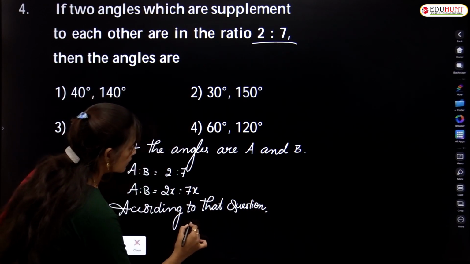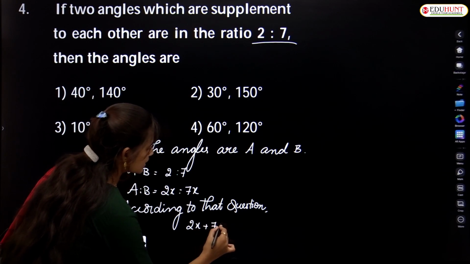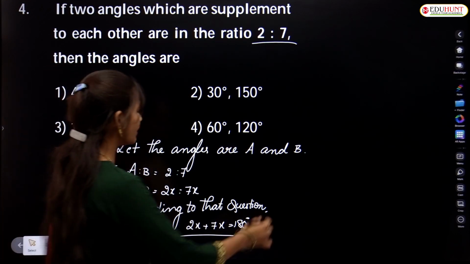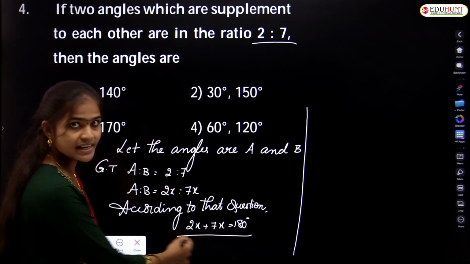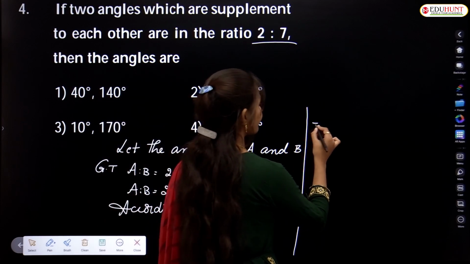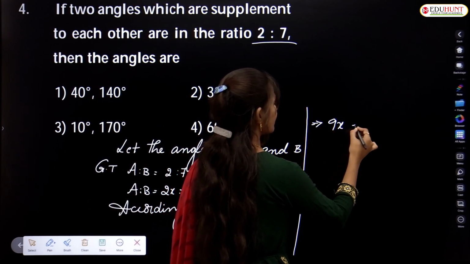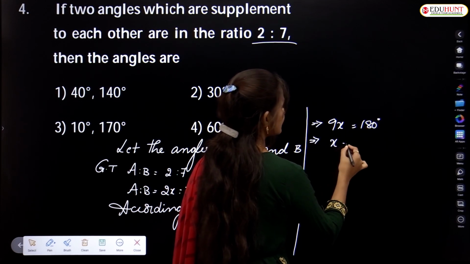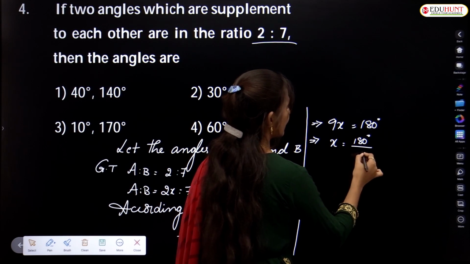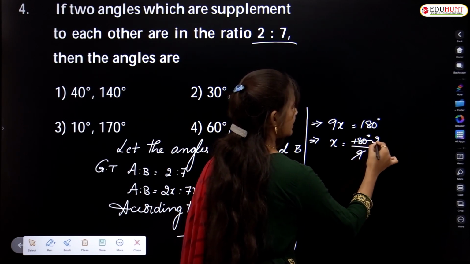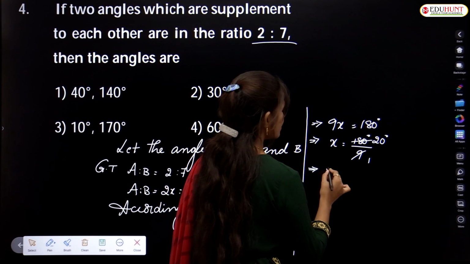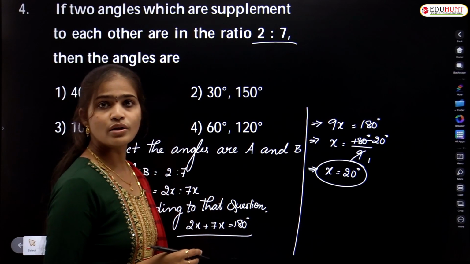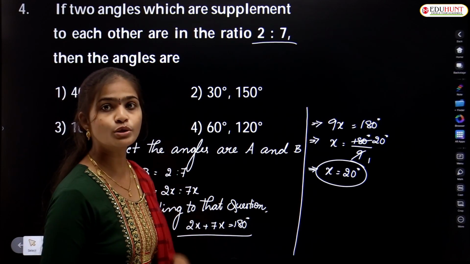Okay, what is given here? 2x plus 7x is equal to 180 degrees. Why? Because those two are supplement to each other. So 2x plus 7x is equal to 9x. So 9x is equal to 180 degrees, which gives x is equal to 180 degrees divided by 9. So 9 ones are 9, and 9 twos are 18, so 180 degrees. So x is equal to 20 degrees. Is it clear? So x is equal to 20 degrees.